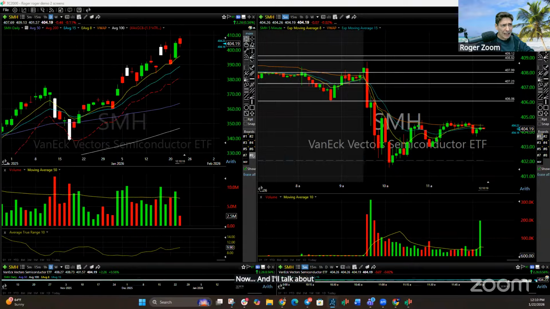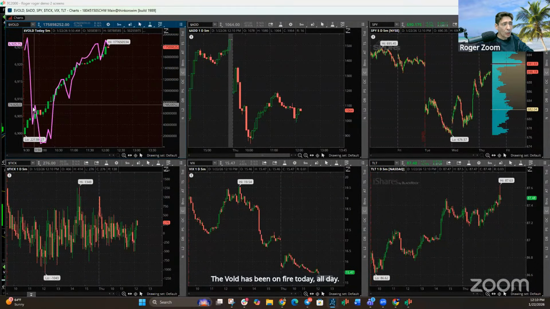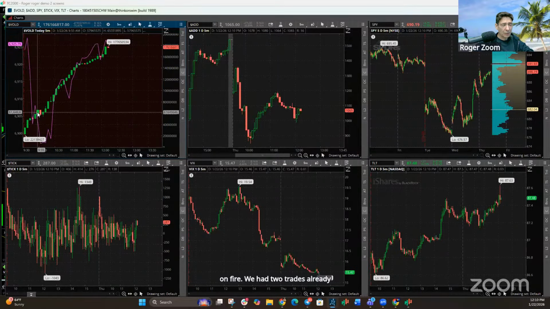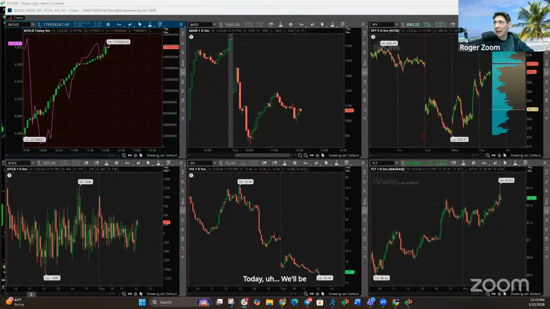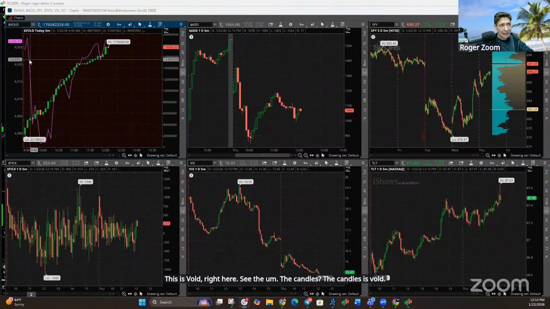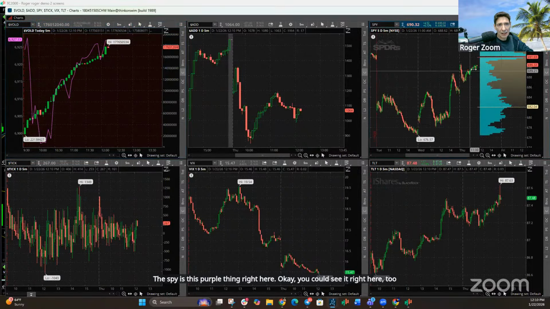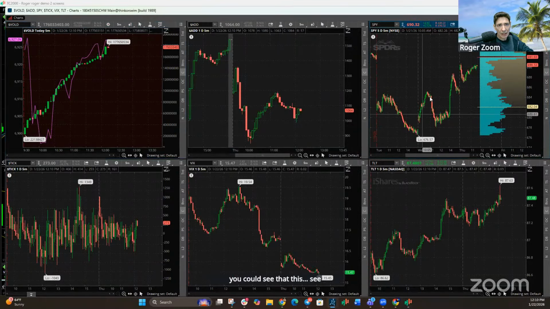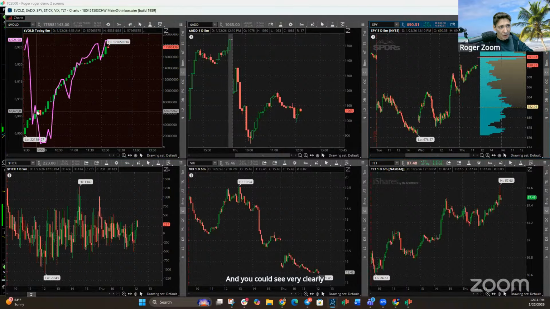Now, and I'll talk about this, but right now, momentum levels, the Volt has been on fire today, all day. We had 2 trades already in the Trading Zone Live, which we'll be talking about today. And you could see right here the SPY. This is the Volt right here. The candles are the Volt. The SPY is this purple line right here. You could see it right here too, and you could see very clearly what happens right here.